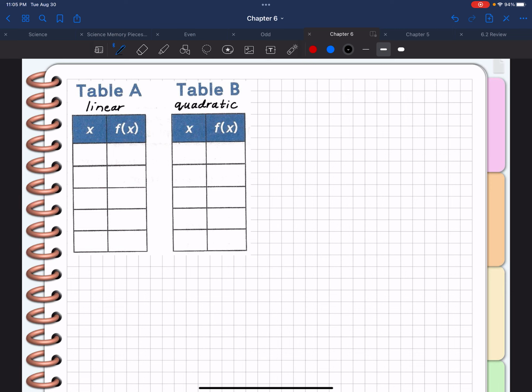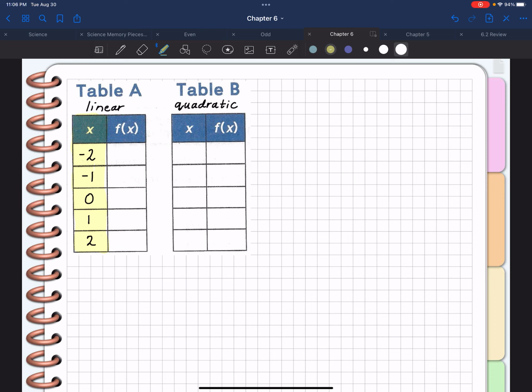Okay, so let's start with linear. I'm going to use consecutive x's. So let's start with -2, -1, 0, 1, and 2. So first of all, does this pass the function test? That all x's are unique. Yes, it does. All of the x's are different, so we're off to a good start.